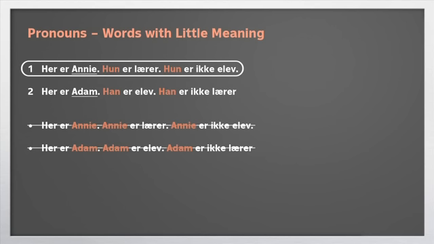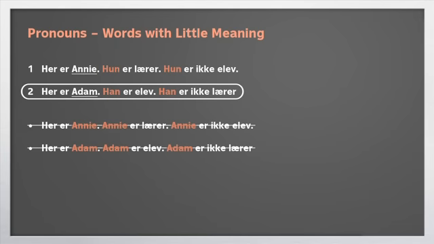Her er Annie. Hun er lærer. Hun er ikke elev. Her er Adam. Han er elev. Han er ikke lærer.